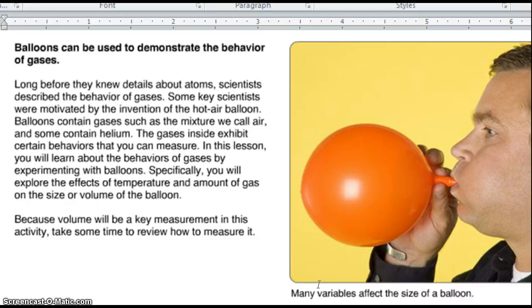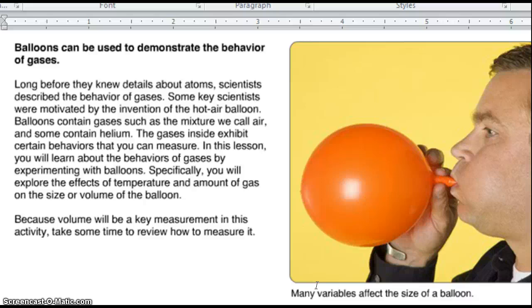Long before they knew details about atoms, scientists described the behaviors of gases. Some key scientists were motivated by the invention of the hot air balloon. Because think about it, back then they didn't have cars and airplanes, so a hot air balloon being able to transport you was super cool. Balloons contain gases such as the mixture we call air, and some of them contain helium. The gases inside exhibit certain behaviors that you can measure.